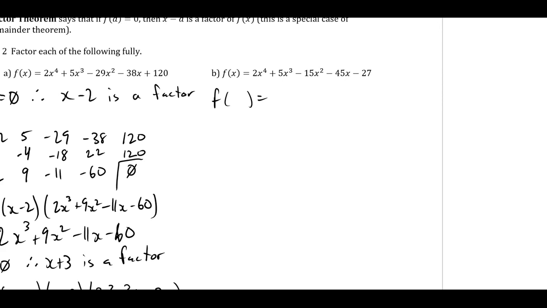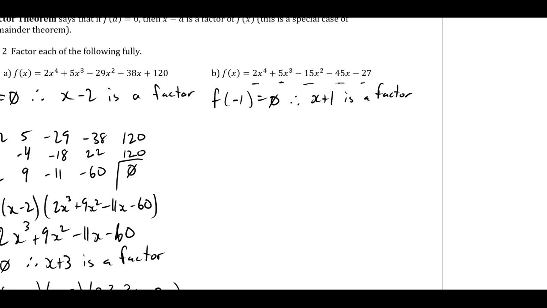So let's try 2 plus 5. It's not going to be positive 1, because look at all the stuff I'm subtracting and I'm not adding very much. But negative 1 will make them, this one will be positive, this one will be negative, this one will stay negative, this one will be positive, and this one will be negative, right? So I have a few of each, so it could be that. 2 minus 5 minus 15 plus 45 minus 27. Look at that. So f at negative 1 is 0, therefore x plus 1 is a factor.